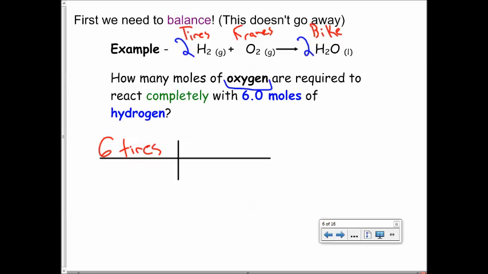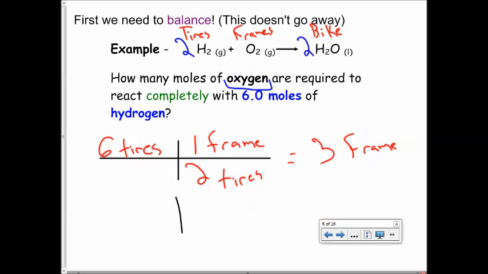Well, if I have tires on top, I need tires on the bottom. So I'm going to write my tires then. How many tires do I have to each frame? I have 2 tires to each frame that I use. And hey, look at that, I would need 3 frames. So now I'm going to take this and rewrite this in chemistry form.